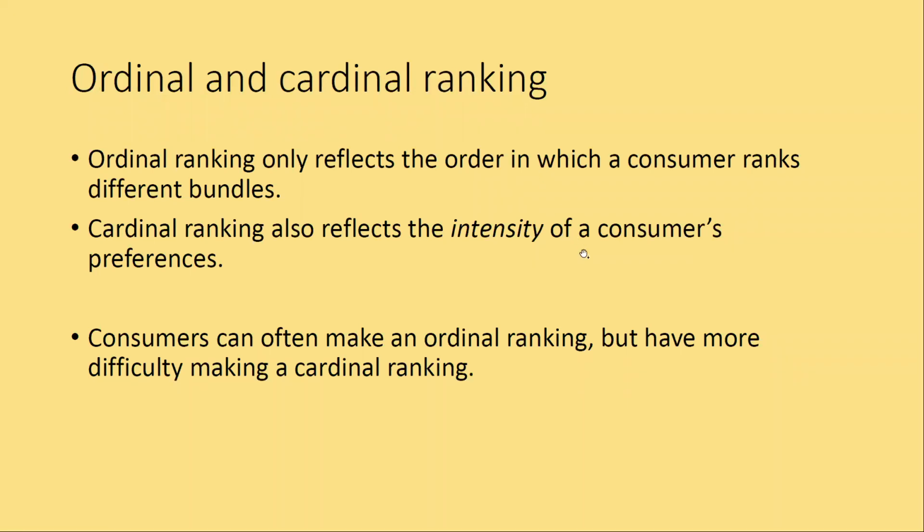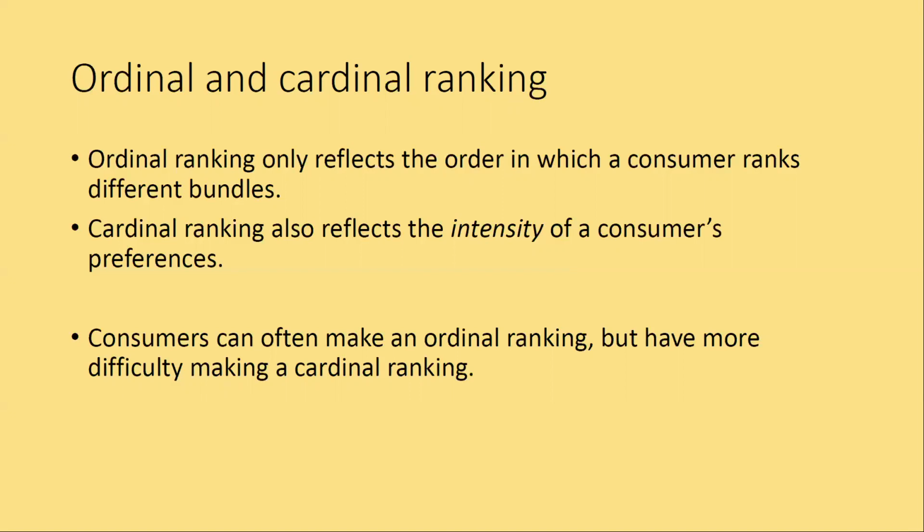So in the last part of chapter 3.1, we are going to make a distinction between ordinal and cardinal rankings. And the two terms may sound strange. So ordinal ranking only tells us the relative order in which we rank different bundles. And the cardinal ranking not only tells us the order in which we like different bundles, but also reflects the intensity. So basically, by how much do we like each bundle?